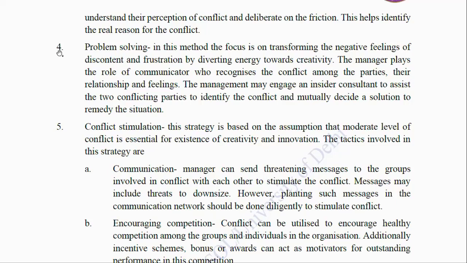Number 4. Problem solving. In this method, the focus is on transforming the negative feelings of discontent and frustration by diverting energy towards creativity. The manager plays the role of a communicator who recognizes the conflict among the parties, their relationship and feelings. The management may engage an insider consultant to assist the two conflicting parties to identify the conflict and mutually decide a solution to remedy the situation.